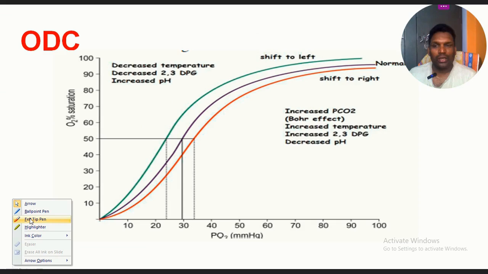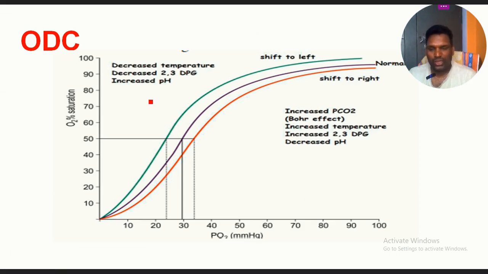In the body, on average, 15 grams of hemoglobin per 100 ml of blood, carrying 1.34 times 15, is equal to 20 ml of oxygen transported in our body. This is called the oxygen carrying capacity of the blood.